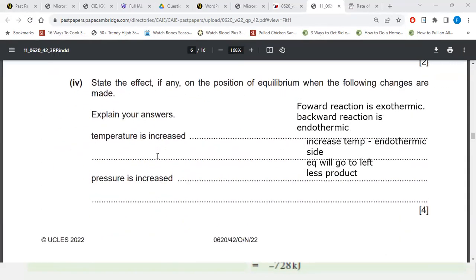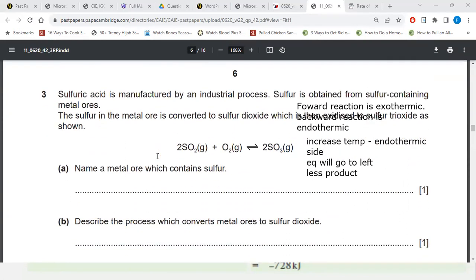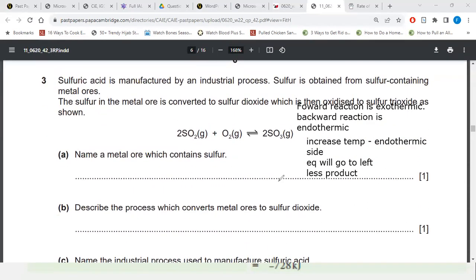That's it. Same thing that you're figuring out, you will write down the same thing as your answer. Next, they're saying pressure is increased. So when pressure is increased, what will happen? When I increase the pressure, where does the equilibrium go? To which side? It will go to the side that has less molecules. Correct.